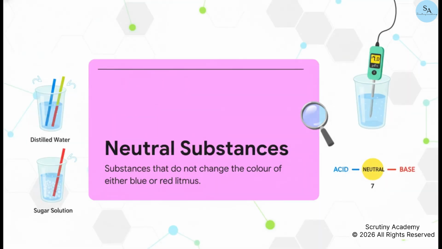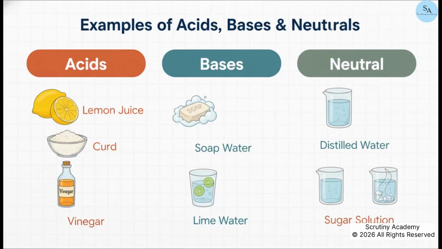So what about the substances that do nothing to the litmus paper? We call those neutral. They aren't acidic, they aren't basic, they're sitting right there in the middle, and they leave both red and blue litmus paper completely unchanged. Now let's connect this all back to some real-world examples. Things like lemon juice and vinegar, those are acids. That soap solution we used in our turmeric experiment, that's a base. And stuff like a simple sugar solution or pure distilled water, totally neutral. See? These categories are all around us.